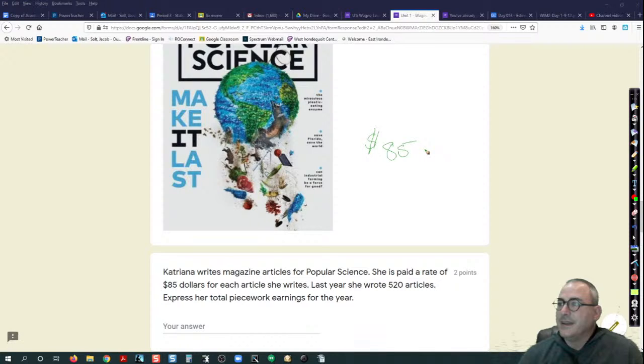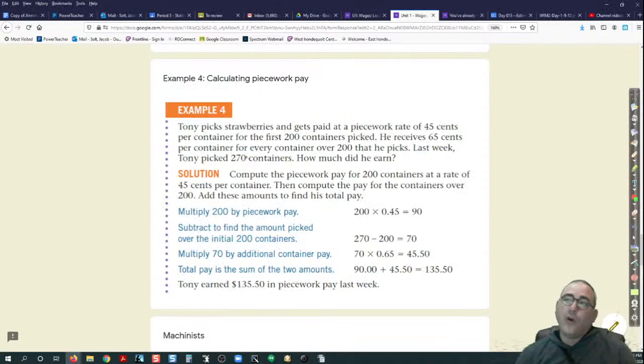Example number 4, calculating piecework pay. Tony picks strawberries and gets paid a piecework rate of 45 cents per container for the first 200 containers picked. He receives 65 cents per container for every container over 200 that he picks. Last week, Tony picked 270 containers. How much did he earn?